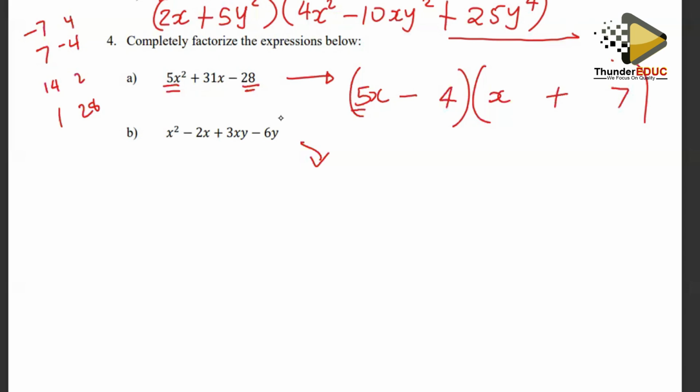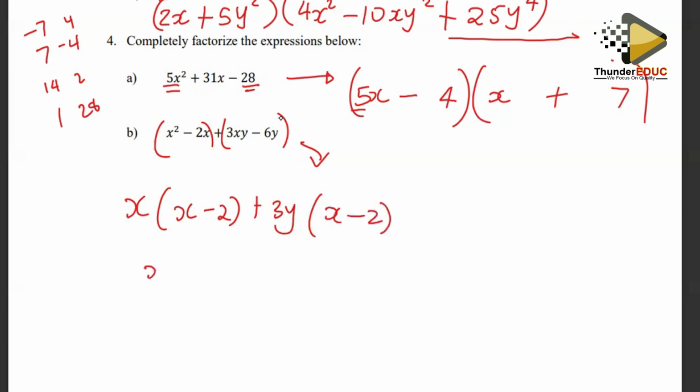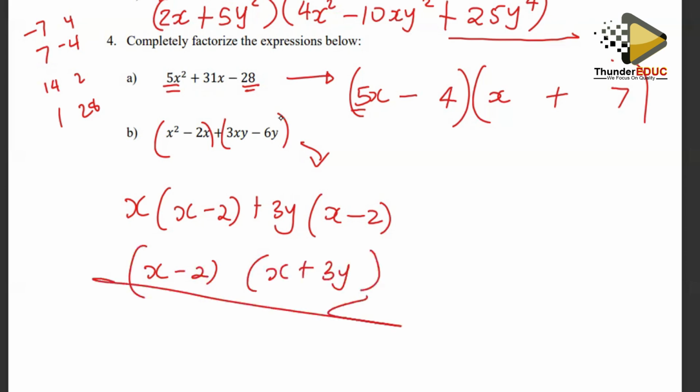Part B. I will not look at the second approach because it's going to be a bit lengthy. So let's group this because we have more than 3 terms. It should make sense though. Take out what is common. x is common in the first bracket, I'll have x minus 2. I have a 3y that's common, I'll have x minus 2. So x minus 2 is common, and then I'll be left with x plus 3y. All right, so that becomes our answer.